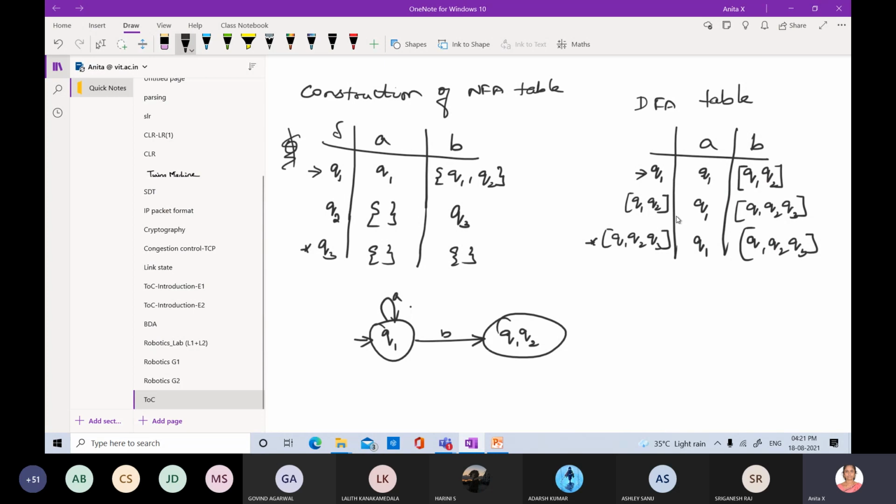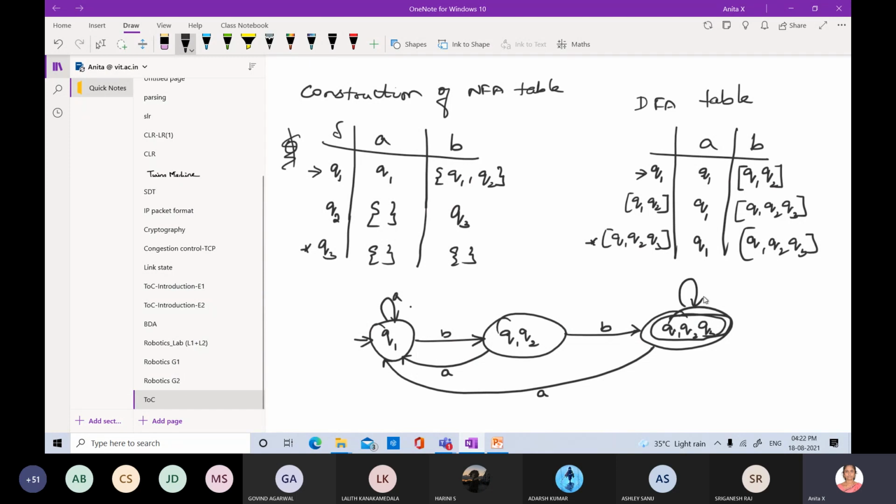Please make a note over here. From Q1, Q2, for input symbol A, I am having a transition to Q1, Q2, Q3. For input symbol B, I am having a transition to Q1, Q2, Q3. This is my final state as well. Then from Q1, Q2, Q3, all inputs in A have a transition to Q1, and all inputs in B have a transition to Q1, Q2.